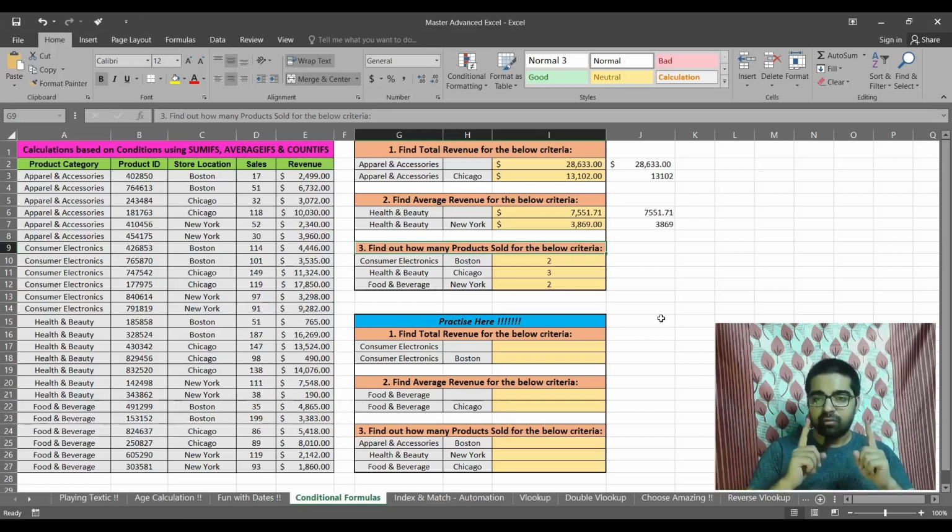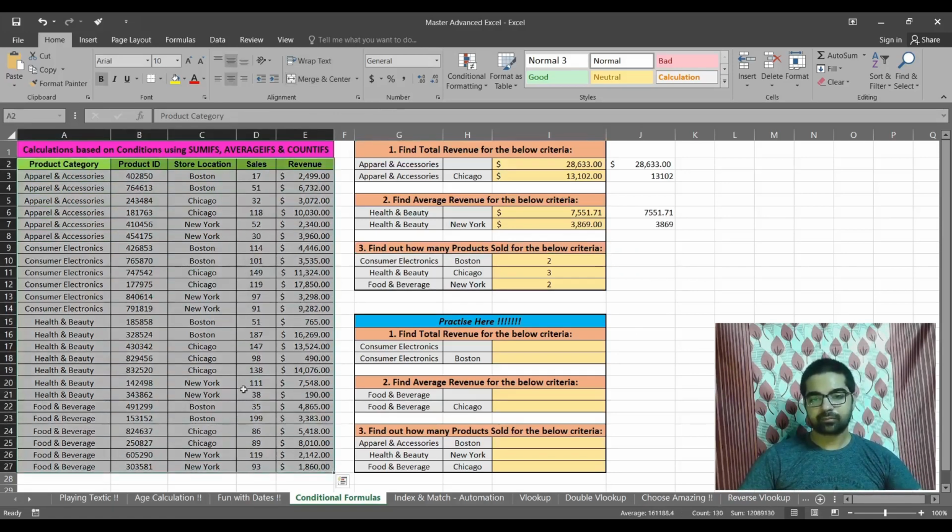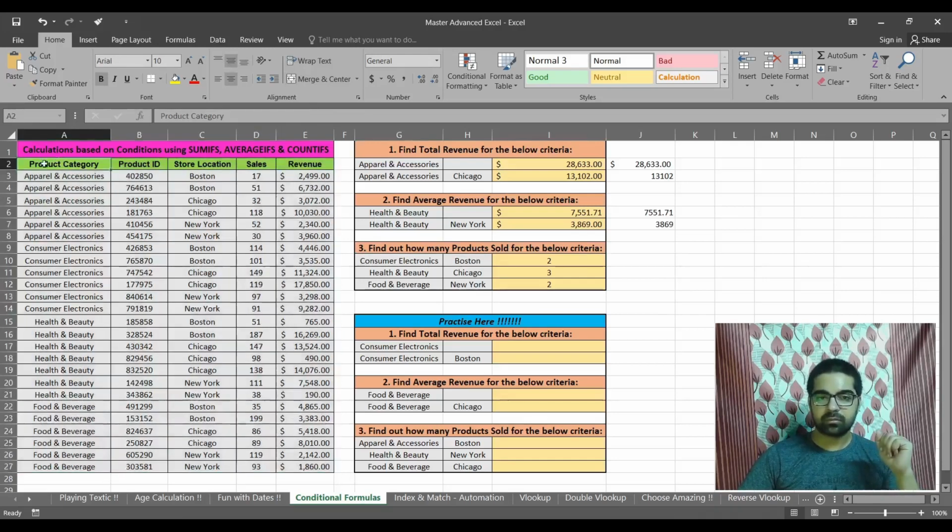Okay, so for this type of question, you have to just think. If you are asked how many products sold for this criteria, see the criteria. Two conditions are there. So for this, immediately you have to understand that it is a count ifs question. So you have to use count ifs. So let's try. And one more thing I want to tell you before trying, see the data clearly. What's showing to you?